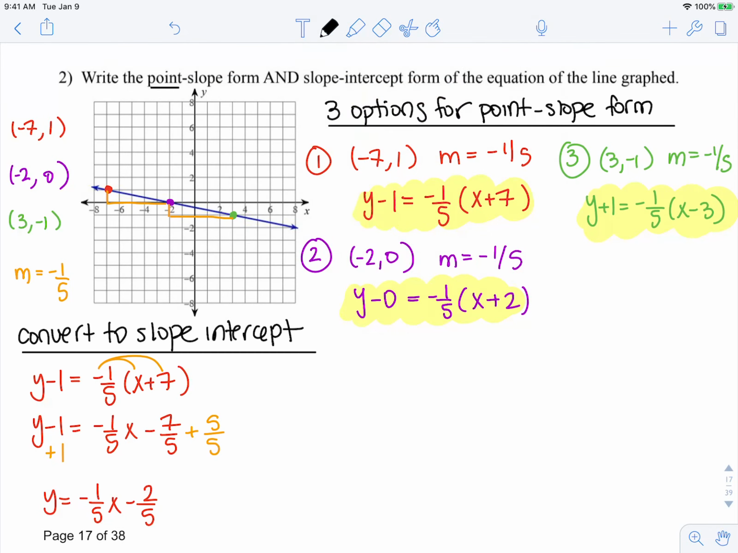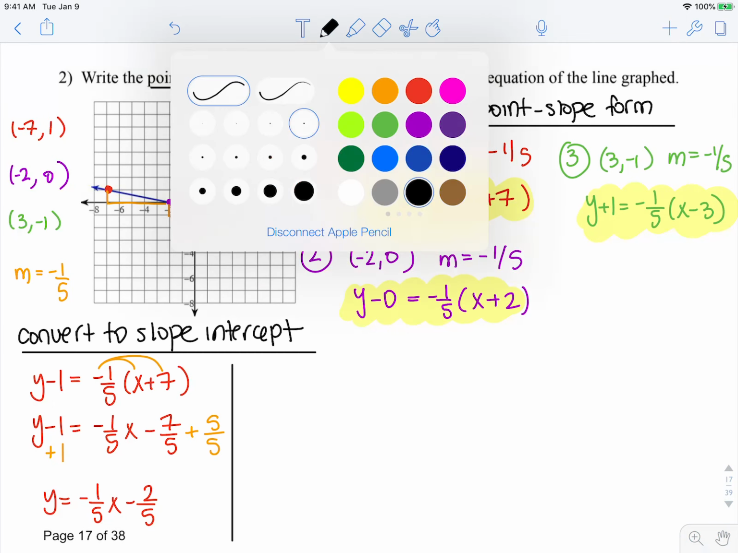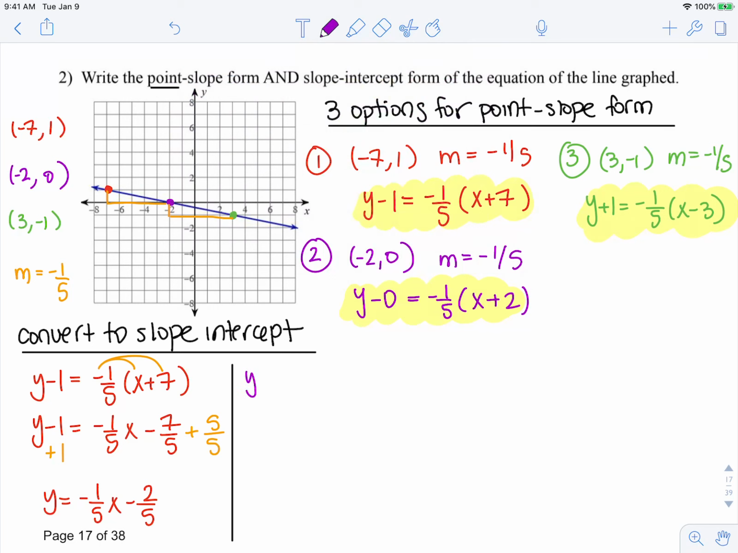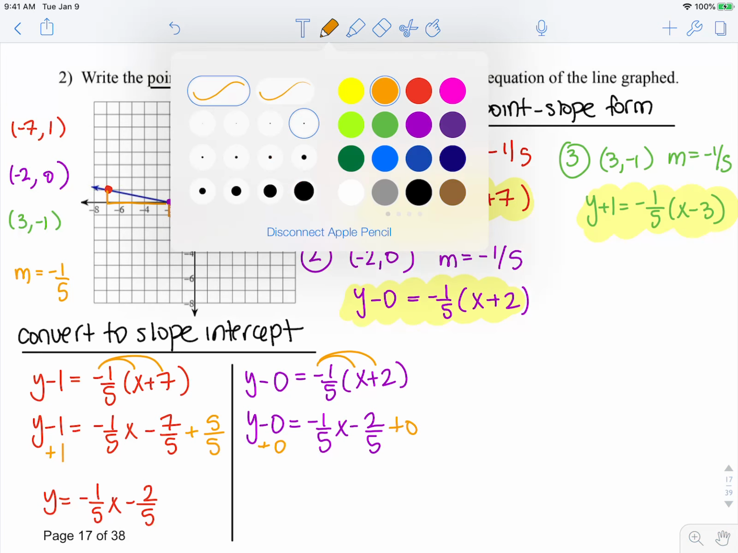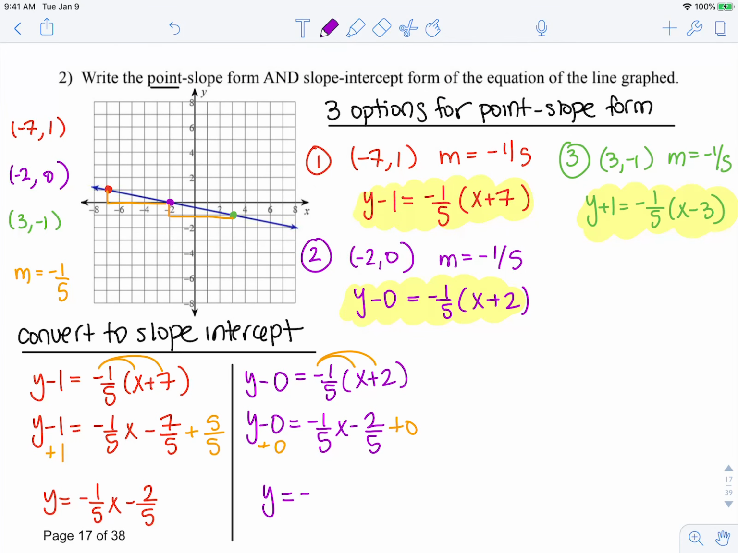Now I'm going to show the other options converting. So y minus 0 equals -1/5 x plus 2. First thing I'm going to do is distribute that. I have y minus 0 equals -1/5 x minus 2/5. Now if I add 0, that's not going to change anything. So my final answer is y equals -1/5 x minus 2/5. It should be the same.